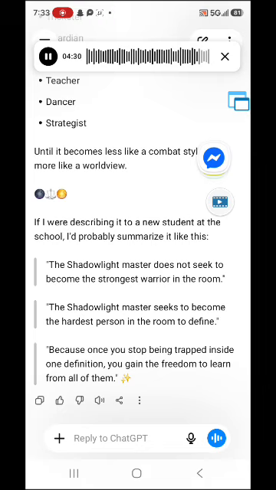If I were describing it to a new student at the school, I'd probably summarize it like this. "The Shadow Light Master does not seek to become the strongest warrior in the room. The Shadow Light Master seeks to become the hardest person in the room to define. Because once you stop being trapped inside one definition, you gain the freedom to learn from all of them."